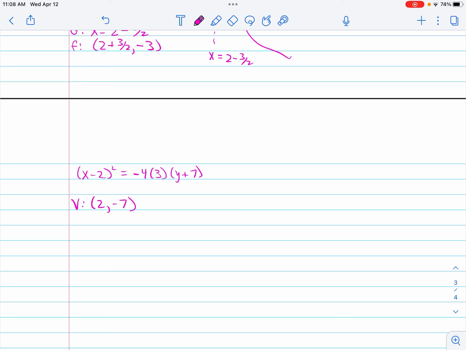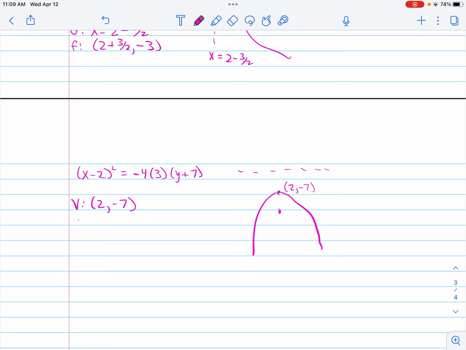Now, here's what we have. So this parabola, we've got this 2, -7, but it's going to open down like this. Let me make this a little better. Here we go. So we've got 2, -7. Now we've got a focus in here and a directrix out here.